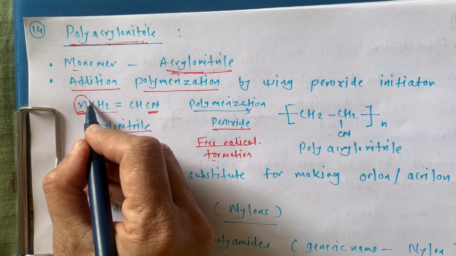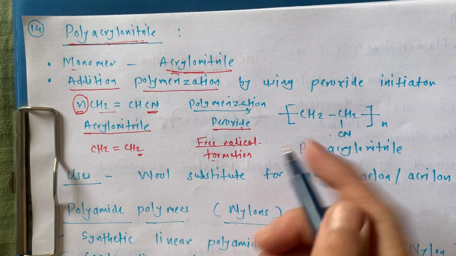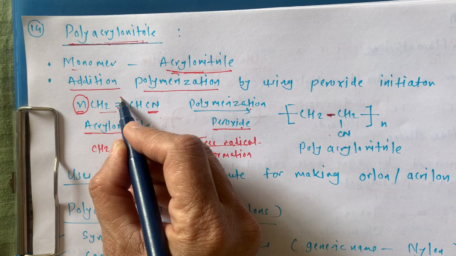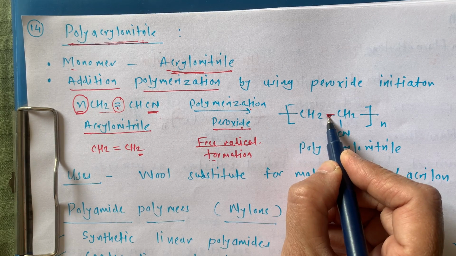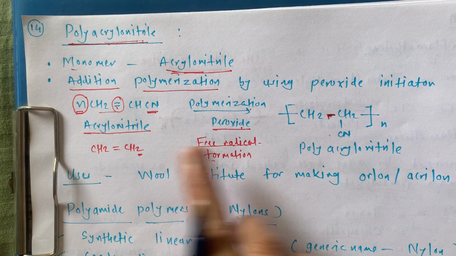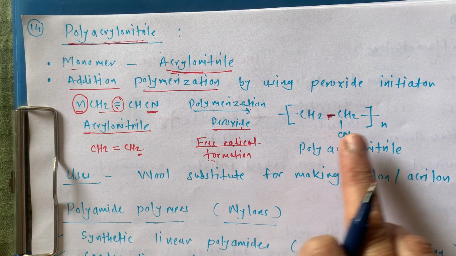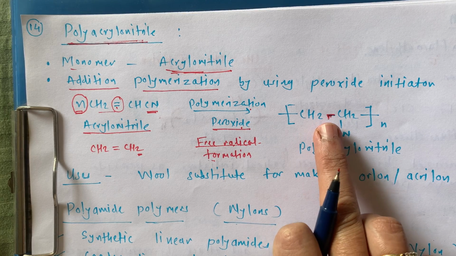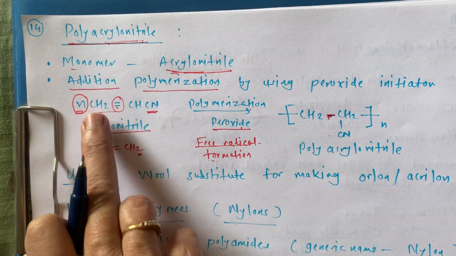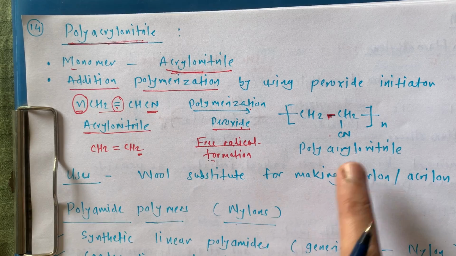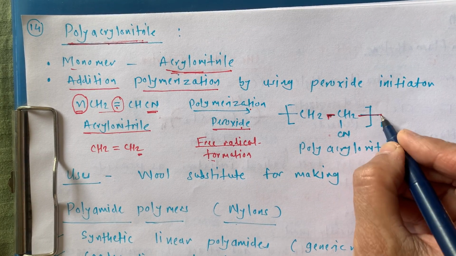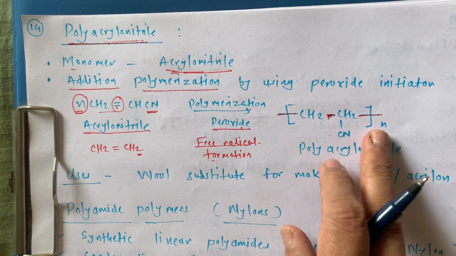When they link to each other, the double bond is converted into a single bond, and to this single bond, to satisfy the valency, one more hydrogen is going to attach over here. So now this is CH2-CH2. Here it is CH2=CH-CN. Here it is CH2-CH2, CN is here, and here it is the link in between monomers.